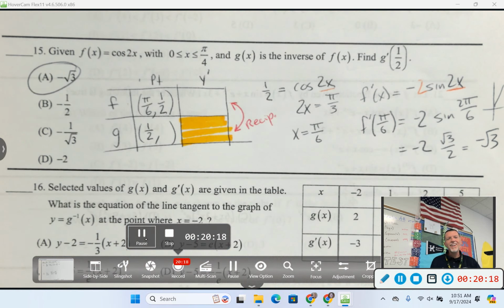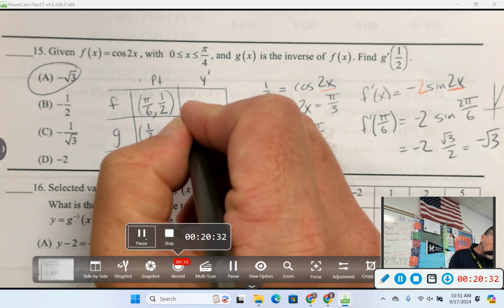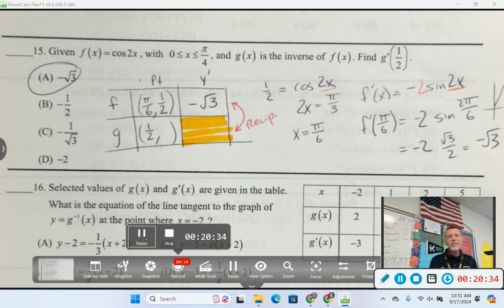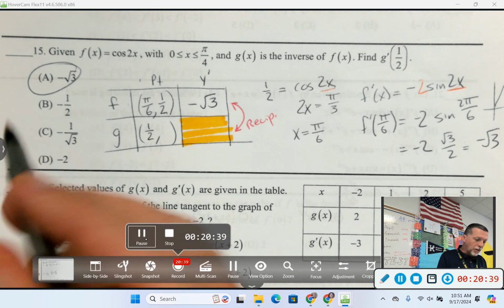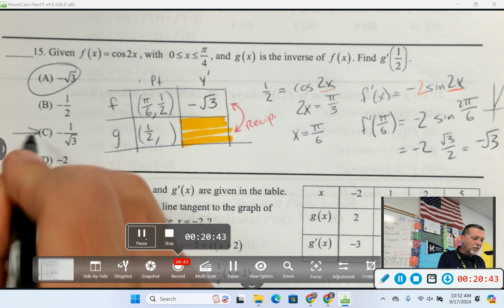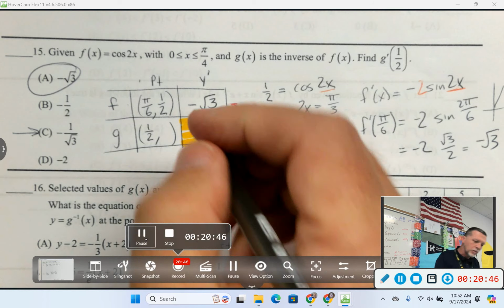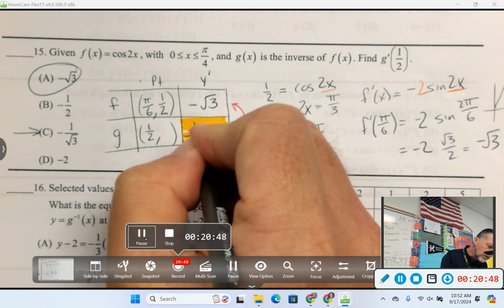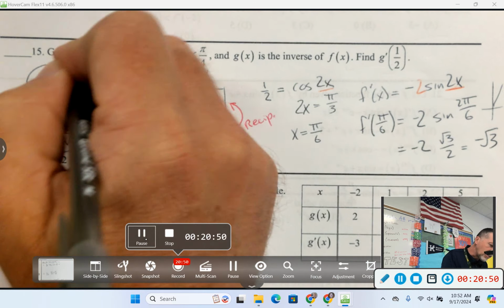Oh! I just made the mistake that I was going to try to warn people about. Why is my answer not negative root 3? Because I need the reciprocal of that. I got so caught up in finding the derivative and was so excited that I found an answer that was there, I forgot to flip it over. And the only reason I caught it was it's a multiple choice question, and I saw the reciprocal there, and I thought, wait a minute, I didn't do the reciprocal. So it needs to be answer C.